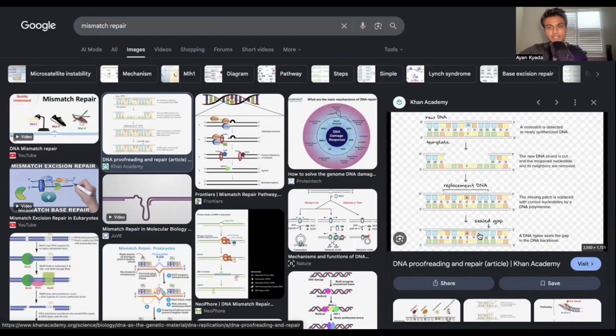So it's essentially a cut and repair mechanism where you detect a mismatch between base pairs. Like for this one, you see guanine and thymine, they don't form complementary base pairs. So what they're going to do is excise that whole DNA strand adjacent to it, replace it with DNA polymerase, and then seal it with DNA ligase.